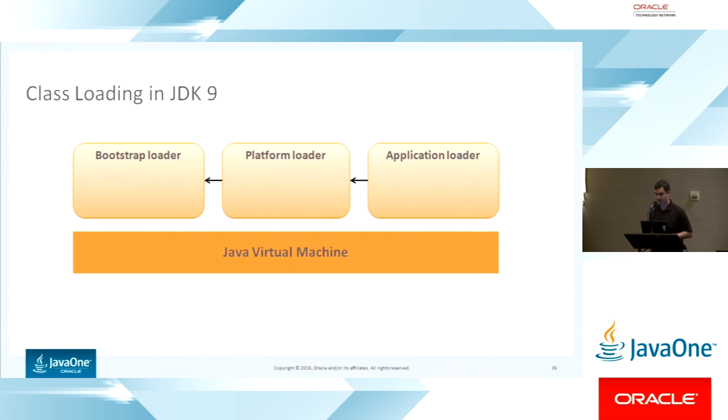In addition, the actual class loaders, the actual objects in JDK 9 are the same as in JDK 8. There is the bootstrap loader, there is the platform loader, used to be called the extension loader, too confusing, call it the platform loader. And then there is the application loader, which loads everything on the class path, all on top of the VM.